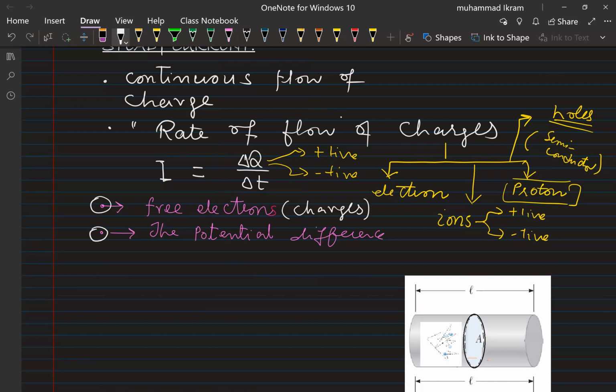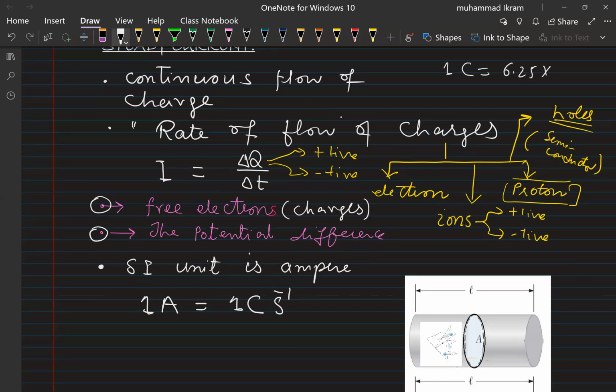But let me tell you the SI unit of current. The SI unit is the ampere. 1 ampere of current is 1 coulomb of charge per unit time. So if 1 coulomb of charge flows across the cross-sectional area of the conductor in 1 second, we call it 1 ampere of current. 1 coulomb is a very huge quantity of charge. If you remember, I told you that 1 coulomb is constituted by 6.25 into 10 raised to the power 18 electrons. So it is usually a very large unit, and we can use the milliampere and the microampere also.